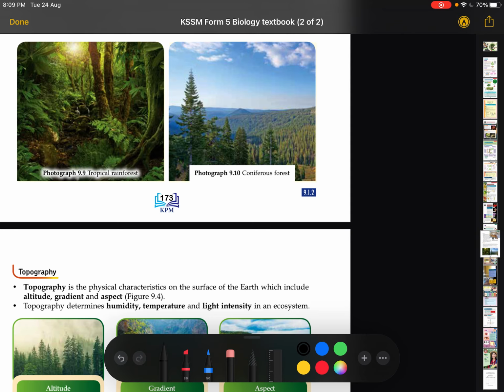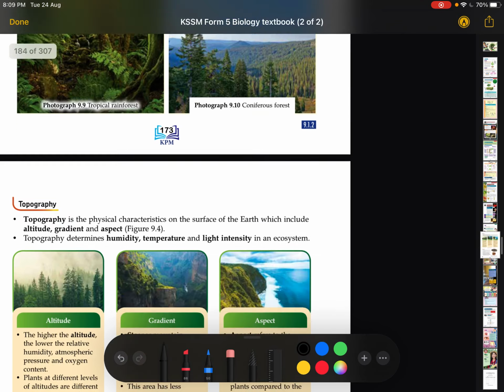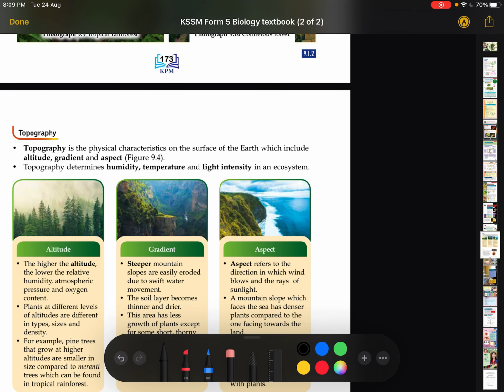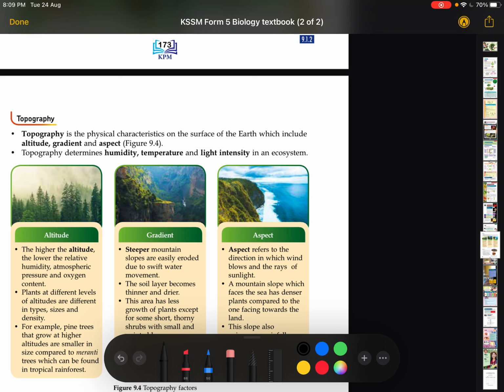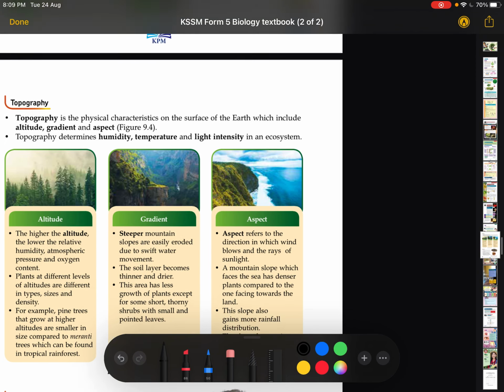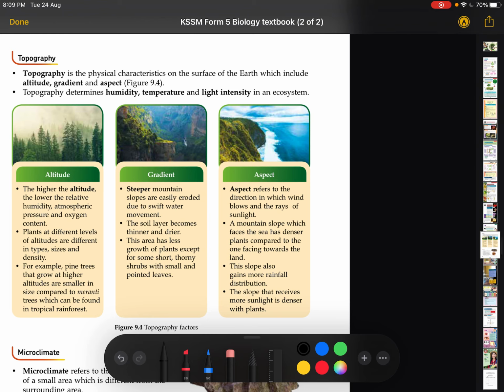Next will be about topography. So topography is basically the physical characteristics, like how the Earth's surface is and where that surface is at. For example, how high is the surface? So that's called altitude. For example, in mountains, when you're at a high altitude, usually there is less oxygen content, and it's usually less humid because most of the water vapor will be on the lower parts of Earth. So because of this, some trees will not be able to adapt, and usually they are shorter. So pine trees are quite short when you see them on the mountains.